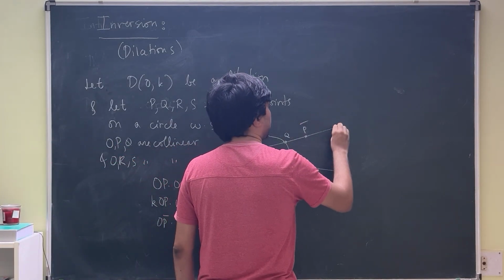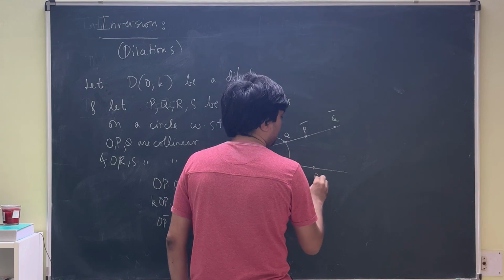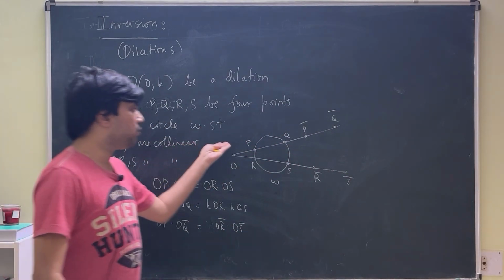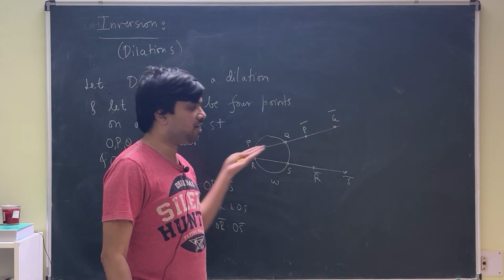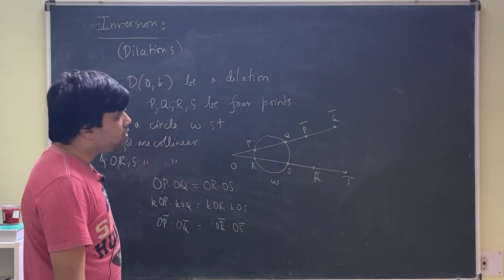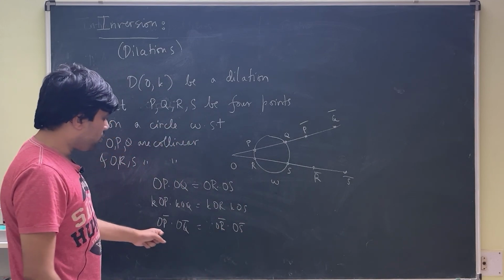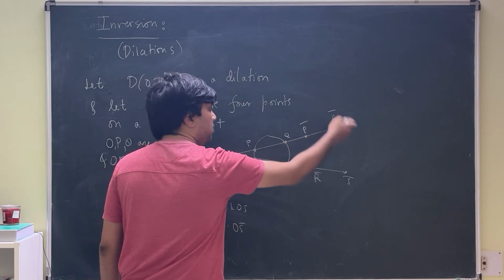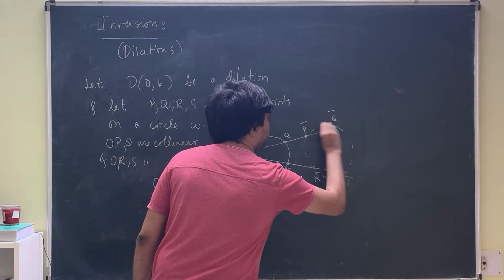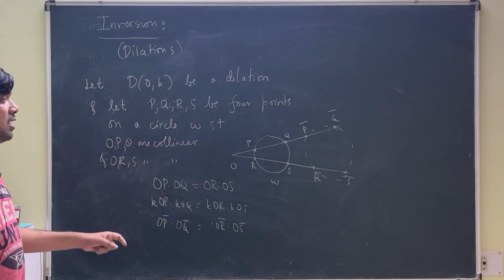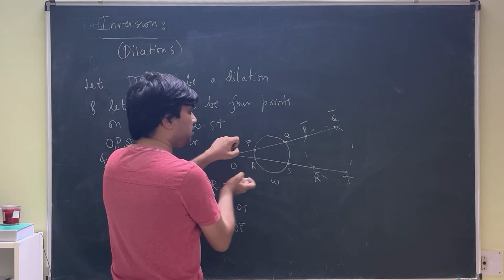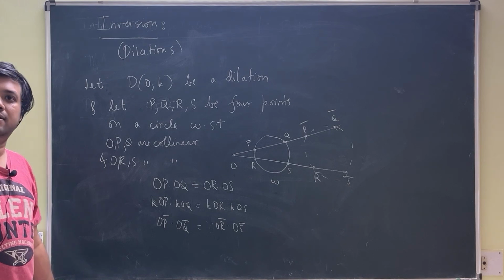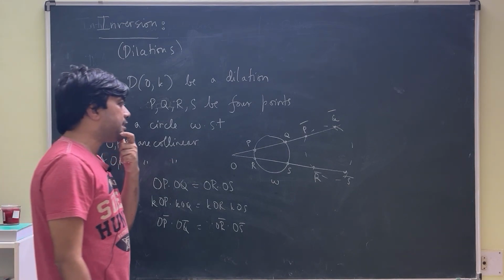So P bar will be somewhere here, Q bar will be somewhere here, under dilation, and so will R bar and S bar. We don't know what those 4 points are, they'll go somewhere, but we know that P bar and Q bar are on the same line by definition. That's how dilation works. So now we have these 4 points, and we proved that OP bar into OQ bar is OR bar into OS bar, which means that P bar, Q bar, R bar, S bar must be concyclic. So we proved that if you pick any 4 points on a circle, when you dilate it, it goes to some other 4 points which are also on a circle. They are concyclic.